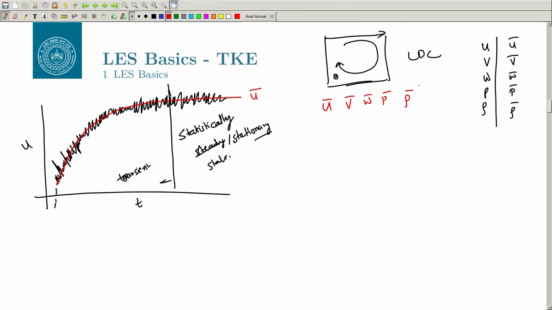But in order to get the turbulence kinetic energy, we need the quantities which are basically u prime bar, v prime bar, w prime bar. You might also be interested in other quantities which are shear stresses like u prime v prime bar, v prime w prime bar, w prime u prime bar, and so on and so forth. So, how do we get these quantities in an LES simulation?